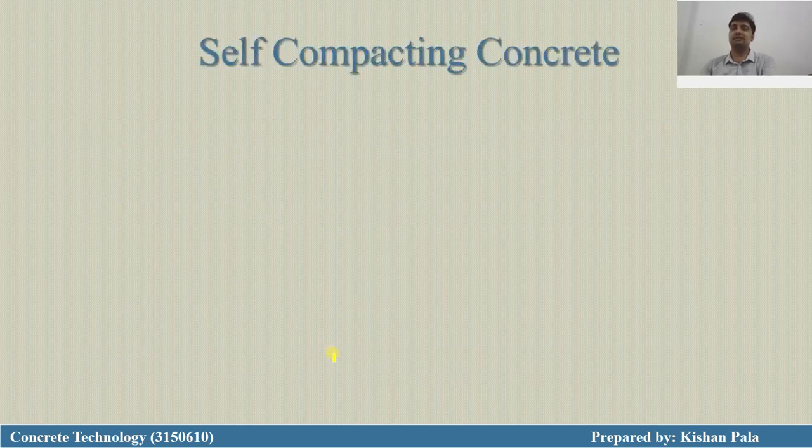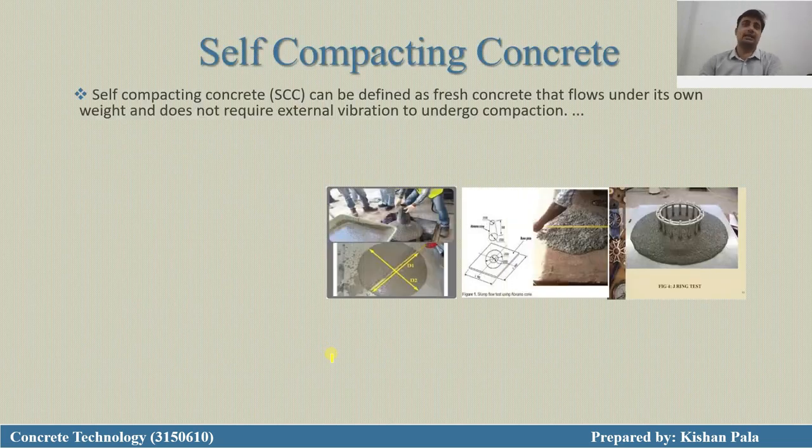Next one is self-compacting concrete. Self-compacting concrete can be defined as concrete that flows under its own weight and does not require any external vibration to undergo compaction. It means it is able to flow into each and every part of the formwork without compression, without compaction. So this is self-compacting concrete. It is also known as SCC.